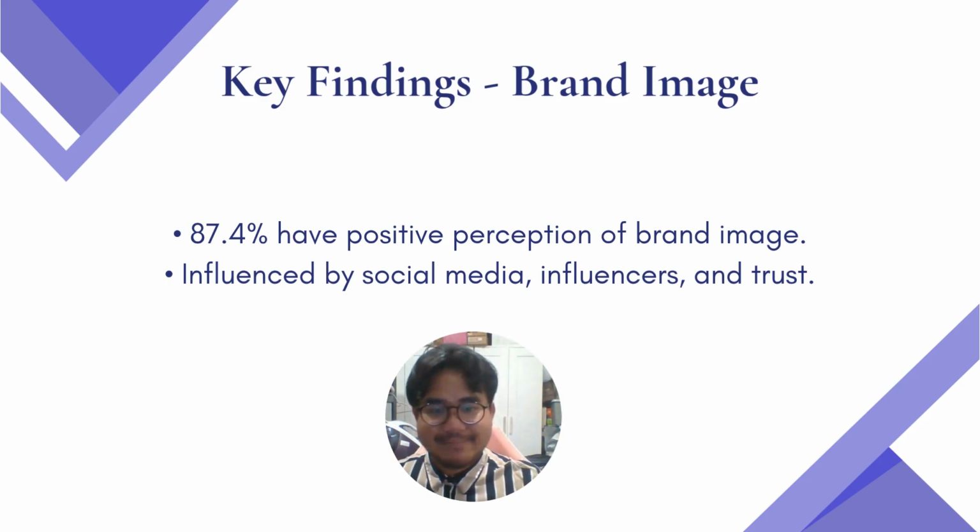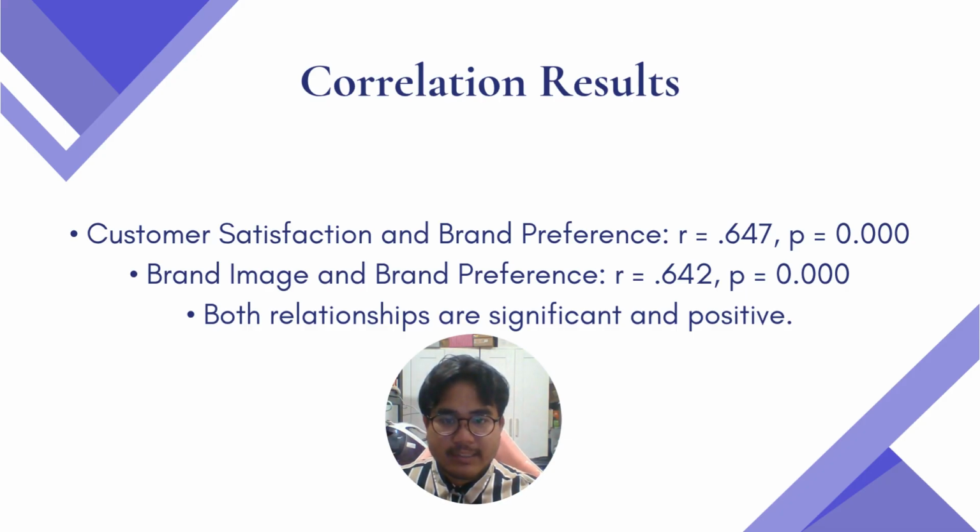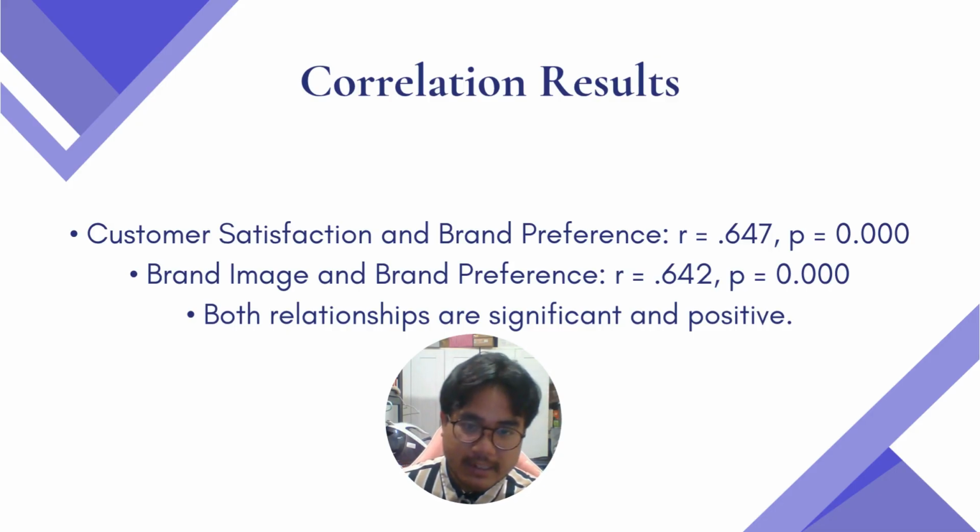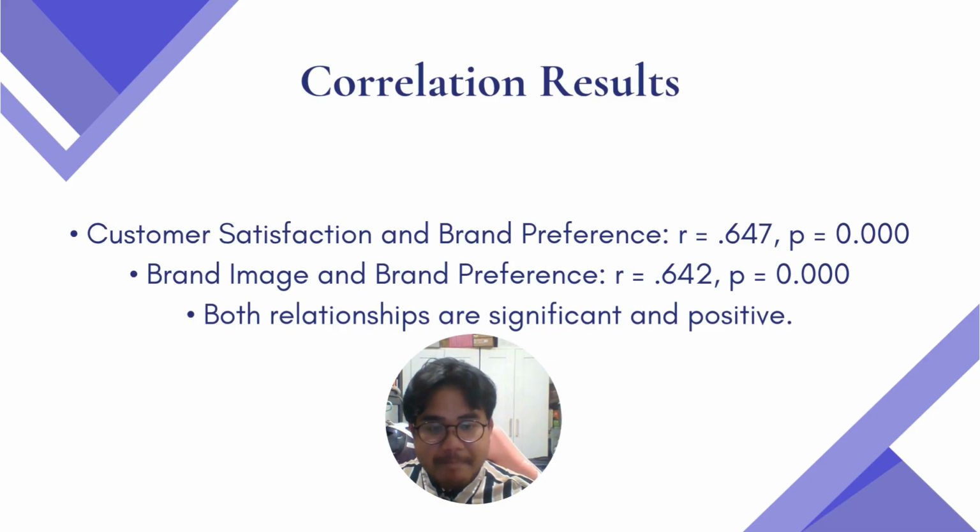As the result of correlating customer satisfaction, brand preference, and brand image, customer satisfaction and brand preference had an R correlation of 0.647, which means it has a very strong correlation between the two, which means that customer satisfaction does affect brand preference. So brand image and brand preference had a correlation of 0.642, which also means that brand image has a high correlation towards influencing brand preference for education. And both relationships are significant and positive. Significant because both are 0.00, which is less than 0.05.